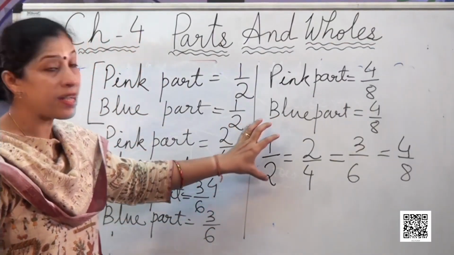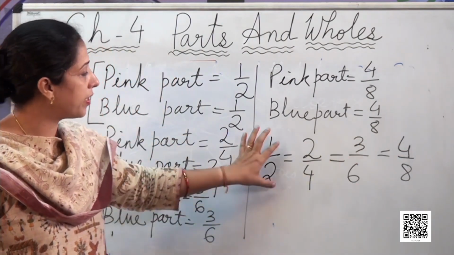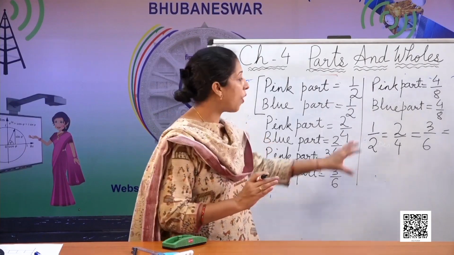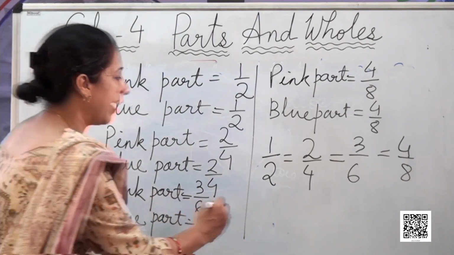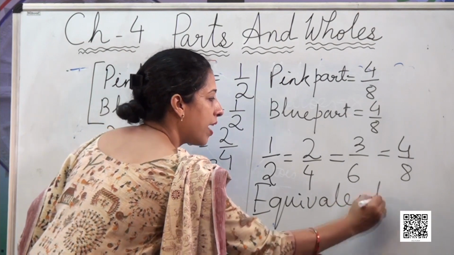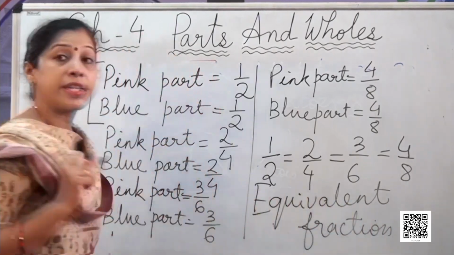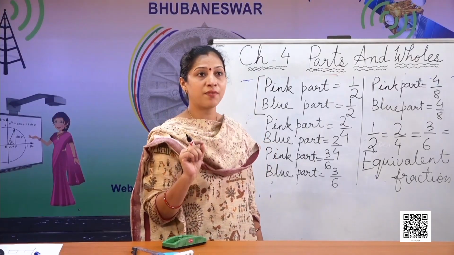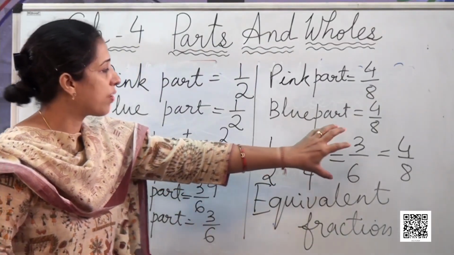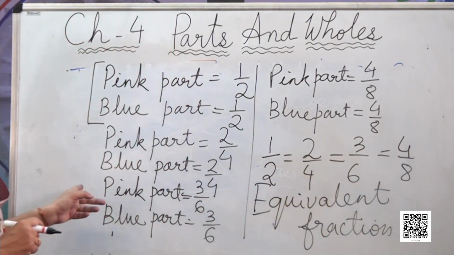So you can see that though the numbers are looking different, here 1 by 2 is written, the digits are different, but the value is the same. The value of all these fractions is the same and they are known as equivalent fractions. What is the meaning of equivalent? Equal value. The fractions having equal value. That means 1 by 2 is nothing but 2 by 4 is equal to 3 by 6 and is equal to 4 by 8. Can you see the pattern in the last slide?